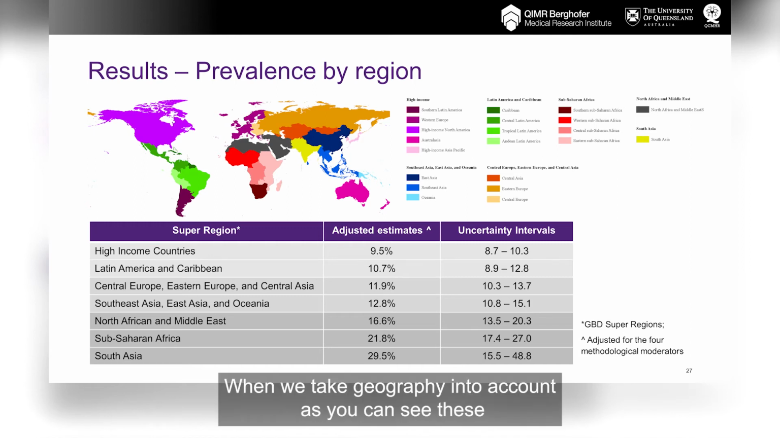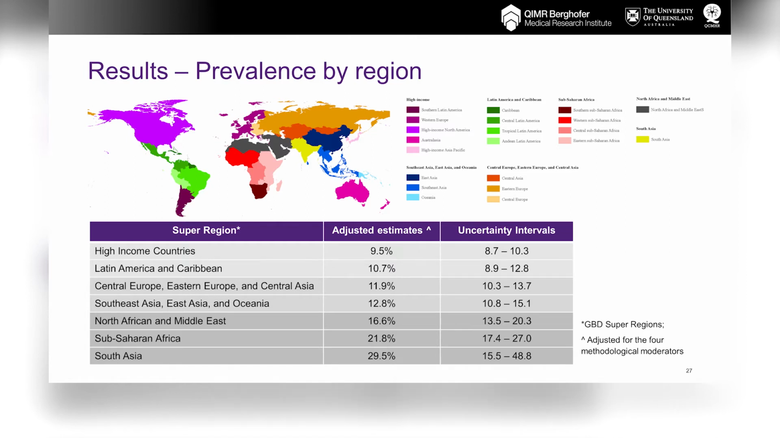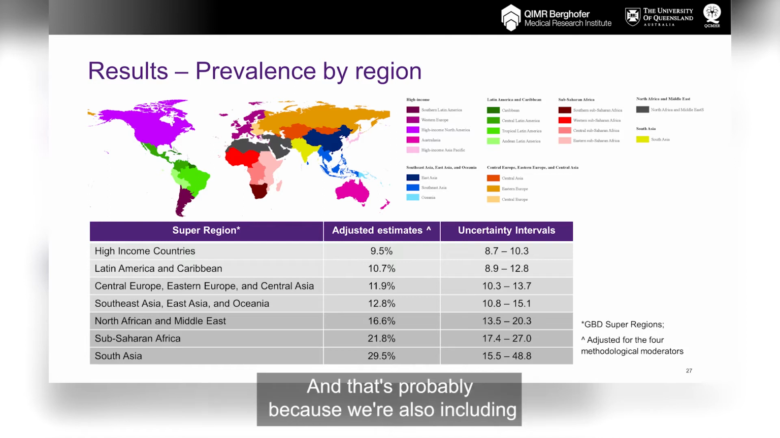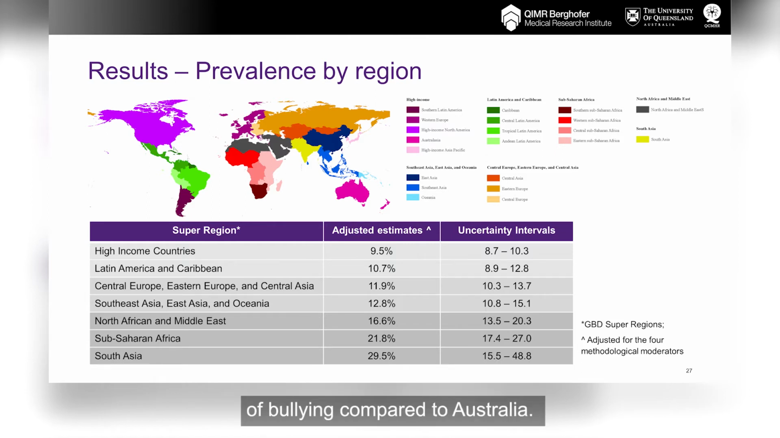When we take geography into account, you can see these different regions of the world. Australia falls into the high-income countries subgroup, and the adjusted estimate there was around 9.5%. You might say, well, that's a bit lower than what you said before, Hannah, and that's probably because we're also including other high-income countries that tend to have a lower prevalence of bullying compared to Australia. So that's why that's a little bit lower.